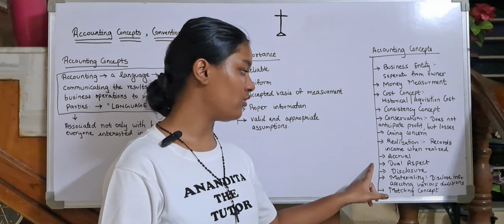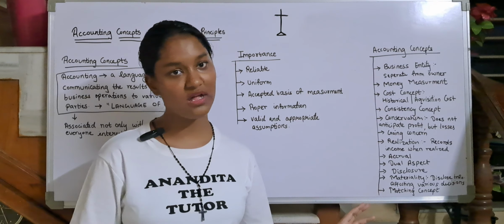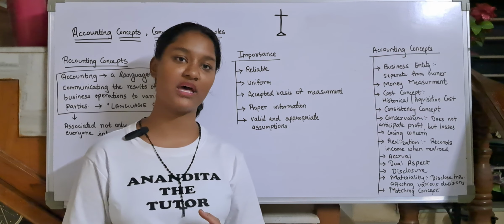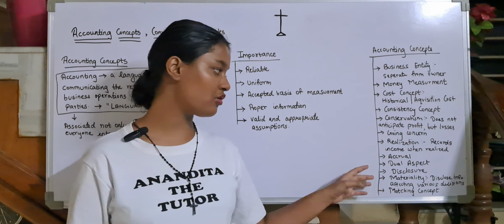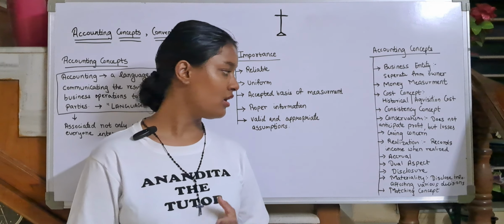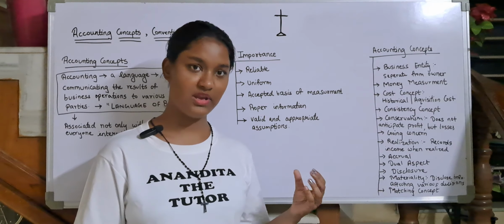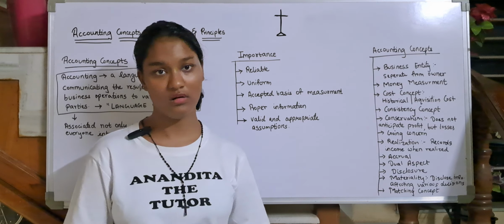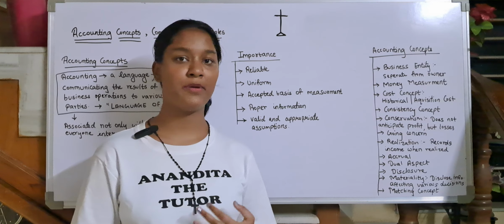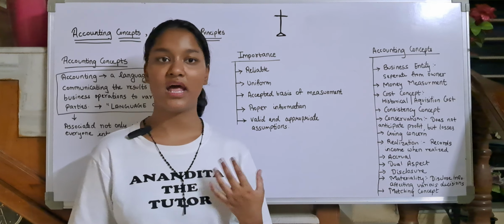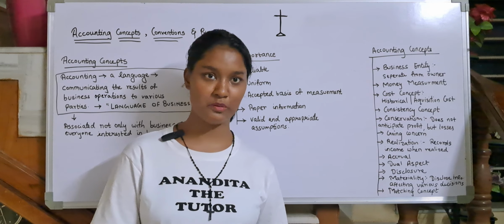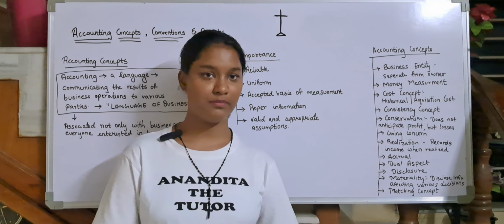Then next is accrual. Accrual is also the same concept, but here both concepts, that is income and expenses, are included. Income is the same: whenever I realize it, whenever I earn it or whenever I receive it, that time I will record it. But expenses are also similar. Whenever I will have to pay, whenever the due date is near or whenever I actually pay the expenses, that time I will record it in my books.